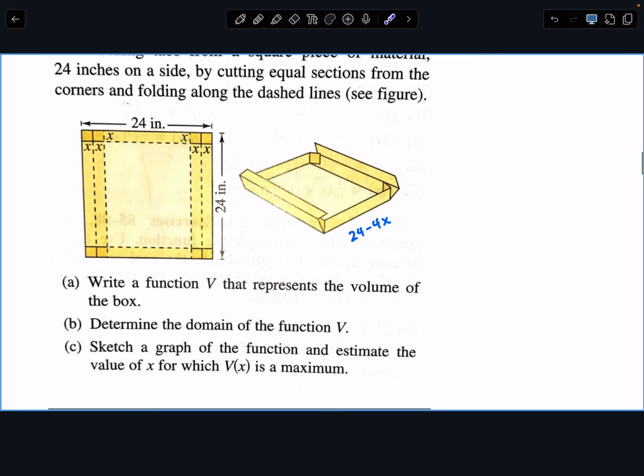While on this length, you've only cut off X here and X here because that's just folding straight up. And so this length right here is just 24 minus 2X.